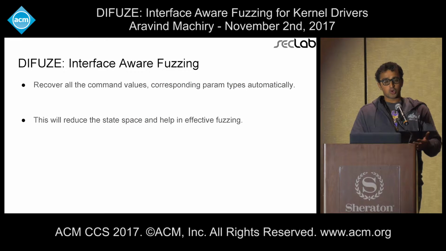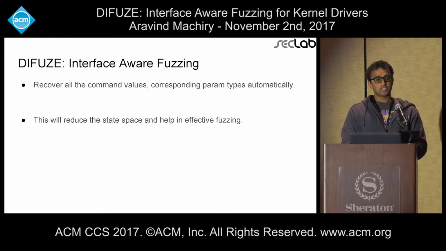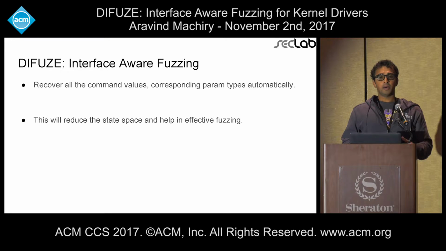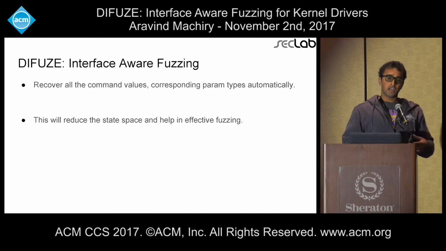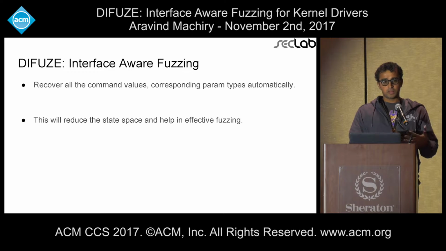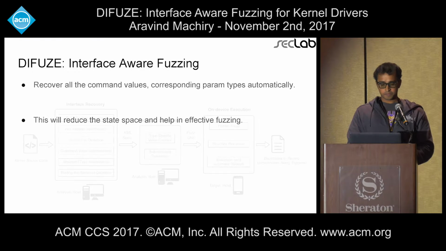So Diffuse tries to solve this. The way Diffuse tries to solve this is to recover all the command types, command values, and the parameter types in an automated way, in the hope that this will help reduce the state space of fuzzing and help the fuzzer reach the buggy code parts easily.